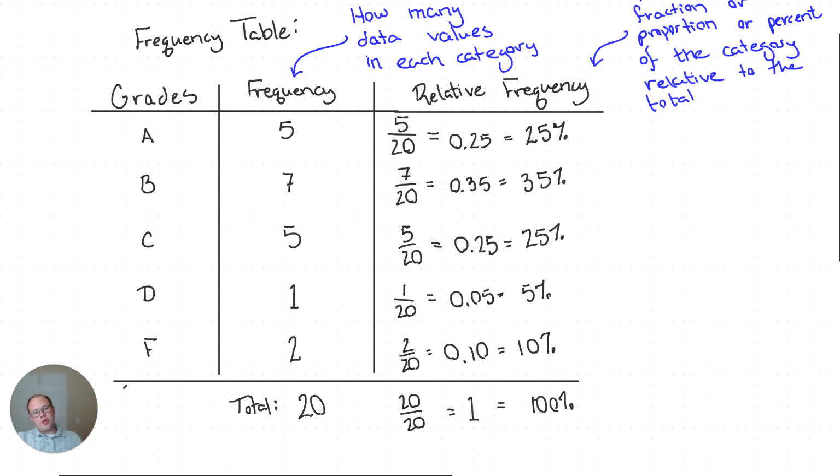So that's what happens in the relative frequency column. In the frequency column, if we add everything up, we get the total number of values in our data. If we add up our relative frequency column, we get 100%, or 1, because 100% of our data values are represented in that relative frequency column.